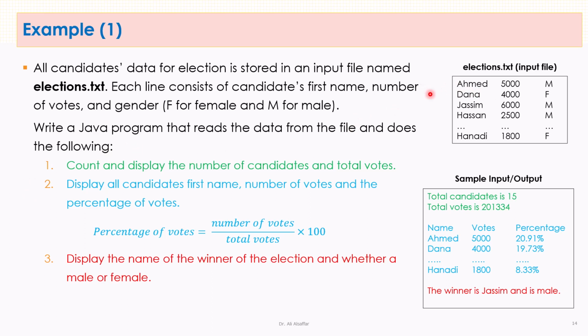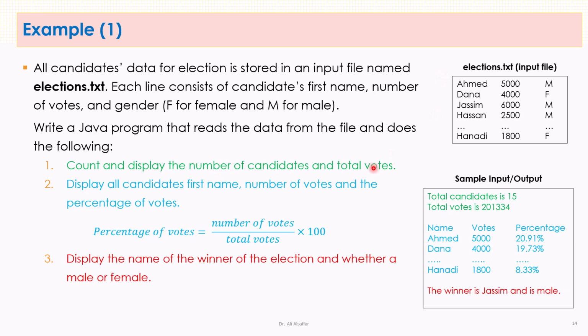However, if you want to do a certain task and you need to pass over the data more than once, then you don't have a choice. You have to save the data into arrays. So let us see in the first part. In the first part, it is asking to count and display the number of candidates and total votes. So here we are counting and finding the sum. So there is no need to go over the data more than once. Simply you can pass over the data once and find the number of candidates and the total votes.